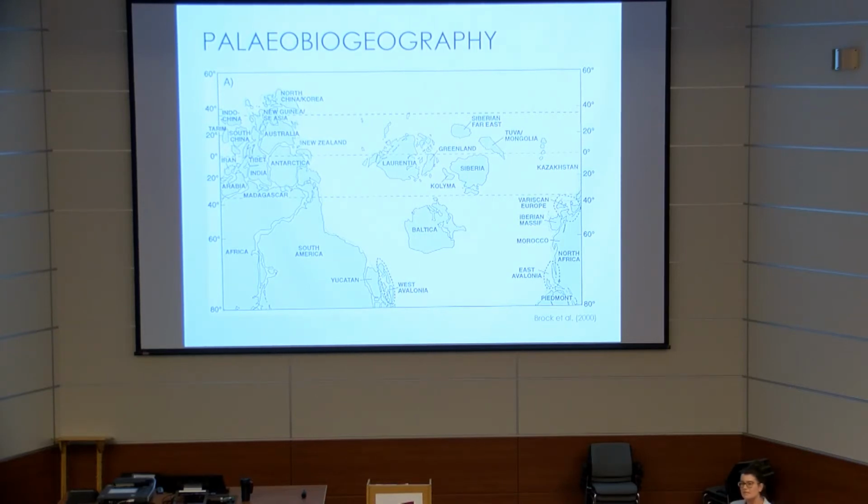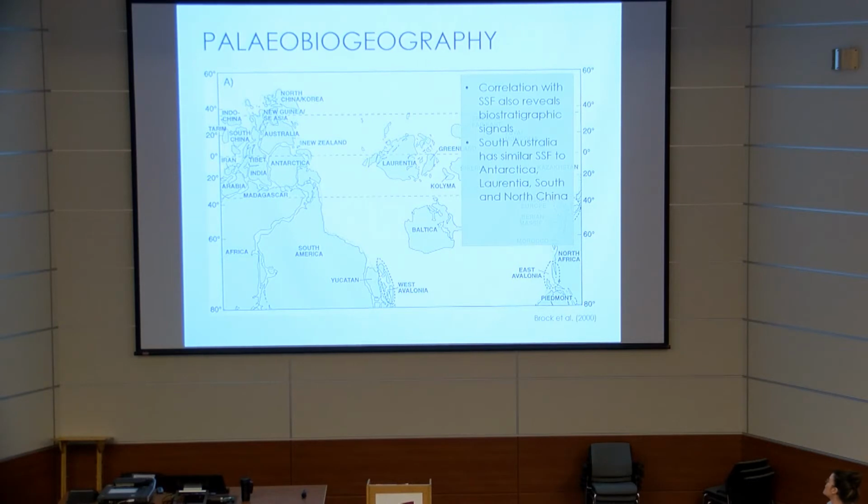So there's some really interesting implications now for that kind of work. And one of them is paleobiogeographic implications. The correlation work with the Shelly fossils has revealed and consolidated some really interesting paleobiogeographic trends. South Australia has similar small Shelly fossils to Antarctica, which is very obvious because it's very close. Laurentia as well.